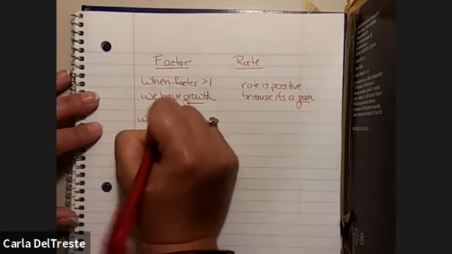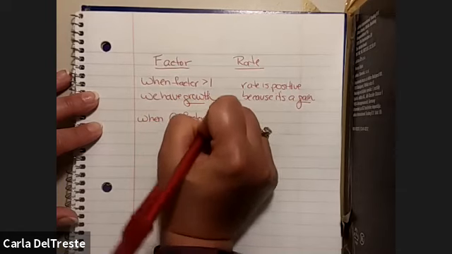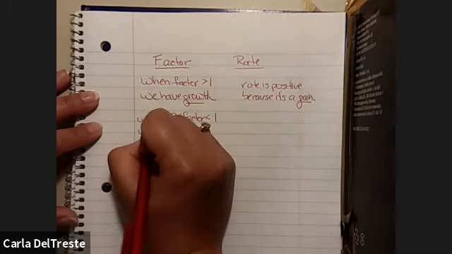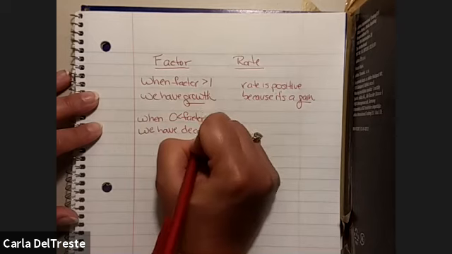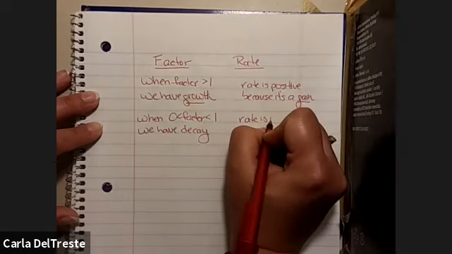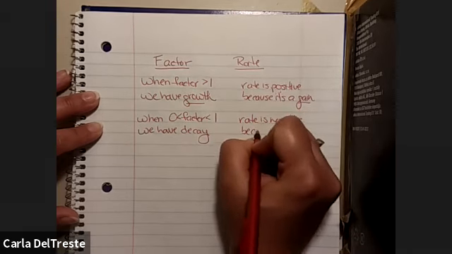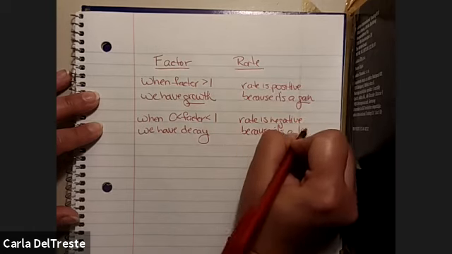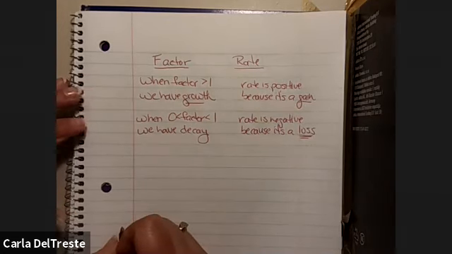When the factor is between 0 and 1, or when it's a fraction or a decimal, we know that we have decay. That means that the rate is negative because it's a loss. Okay?